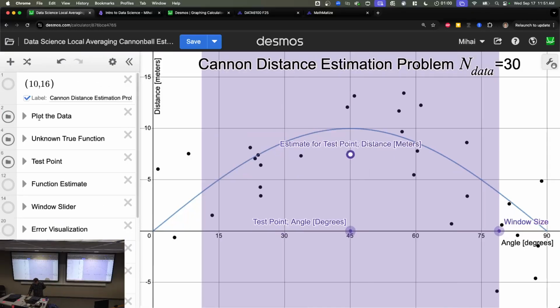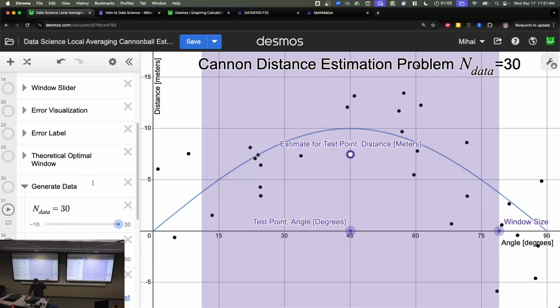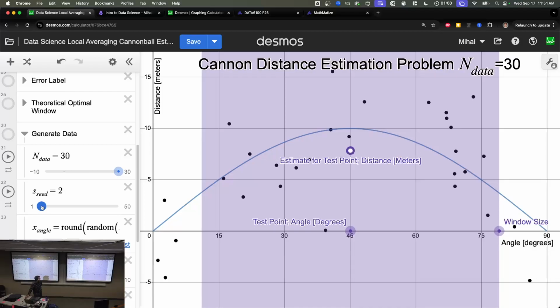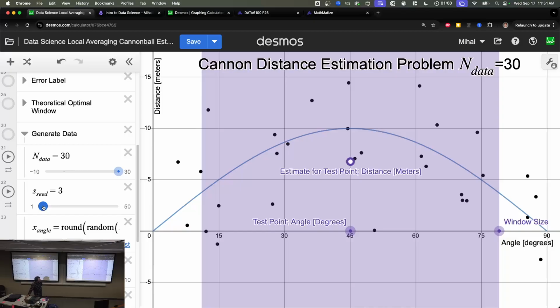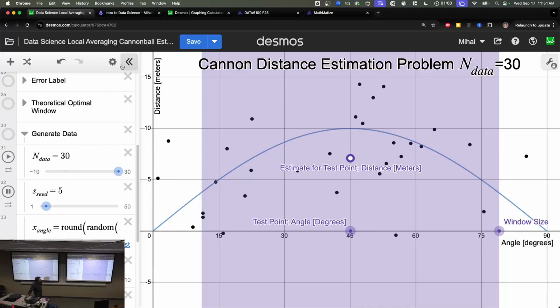So to do this, all I have to do is go down to where these things were created, and I go to where it says generate data, and there's this seed. And if I change the seed, I get a new data set. So if I change it from 1, that's where it was before, now it's 2, new data set. And then I get another data set, and then I can get another data set. And if I hit animate, it should just give us new data sets all day.